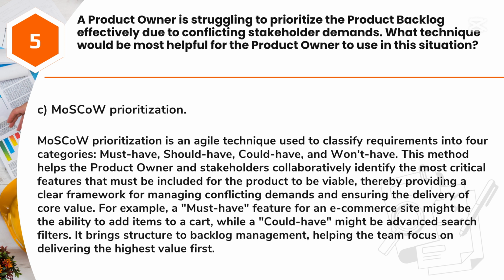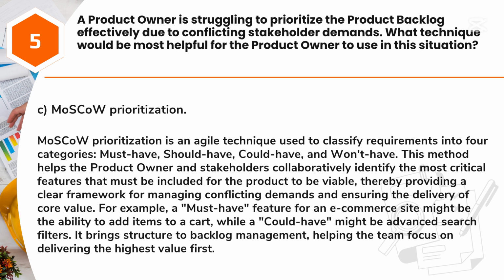Answer: C. MoSCoW Prioritization. MoSCoW Prioritization is an agile technique used to classify requirements into 4 categories: must-have, should-have, could-have, and won't-have. This method helps the product owner and stakeholders collaboratively identify the most critical features that must be included for the product to be viable, thereby providing a clear framework for managing conflicting demands and ensuring the delivery of core value.